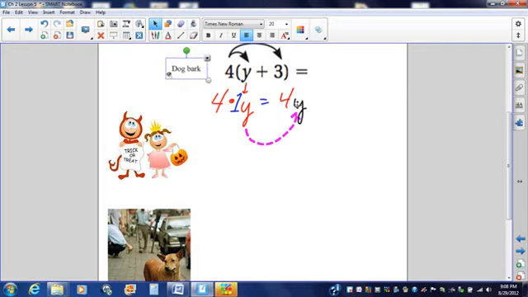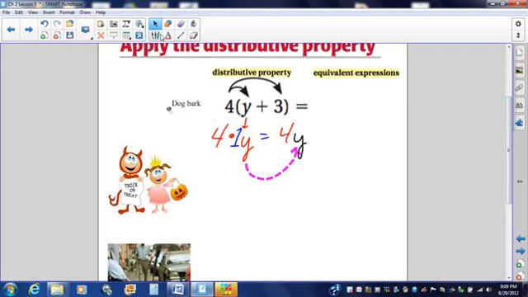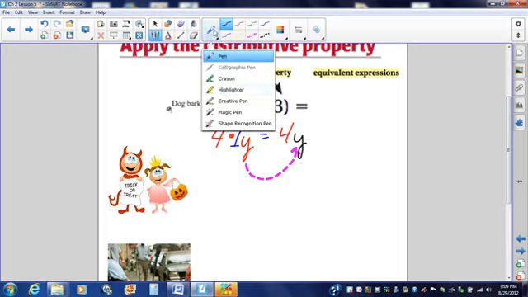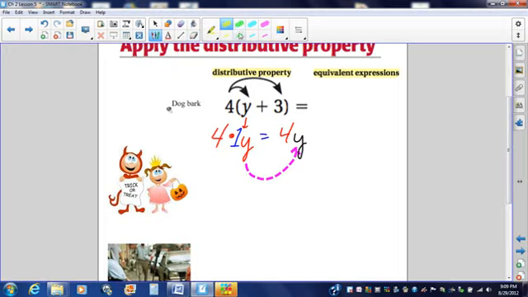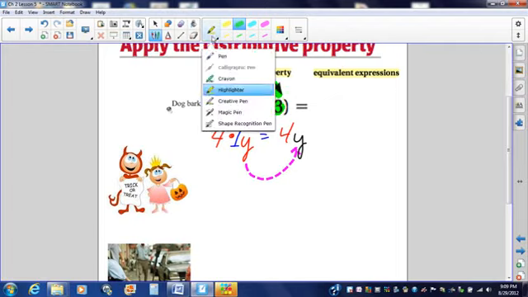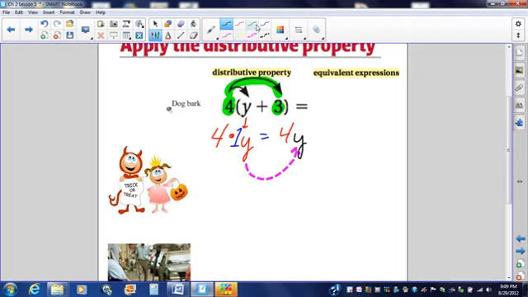But I am not done with the problem, because now I am going to distribute, nice vocabulary, da bears. I'm going to distribute the 4 with the 3. So that means I am going to multiply 4, dot for multiplication, with the 3. 4 times 3 gives me 12.